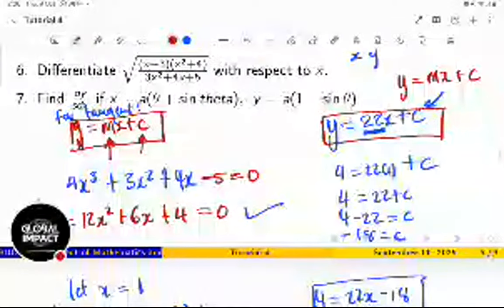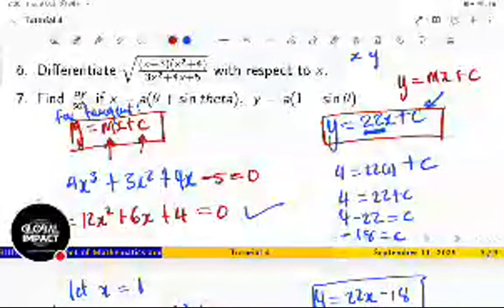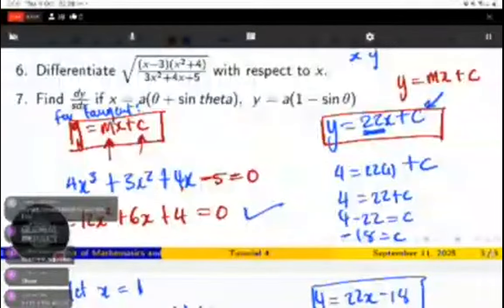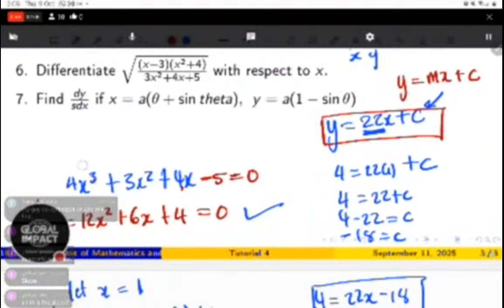Let's go to the next question. Number 6, you can do it there. You just put a power outside and do your quotient rule. Now let's do number 7, which is parametric. Let's see how to do number 7. We've done all these other things, implicit and so on. We are now at parametric. Let's quickly find it.